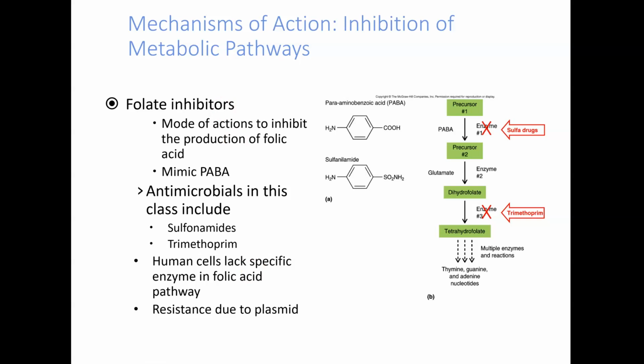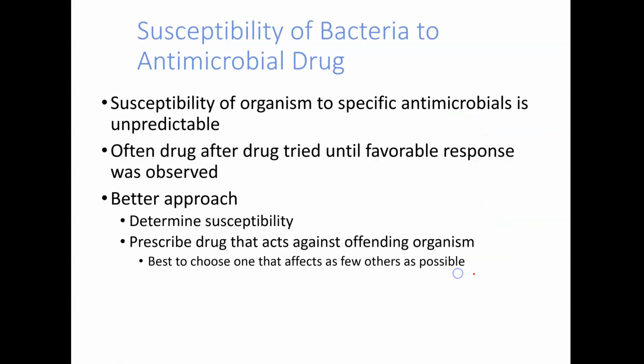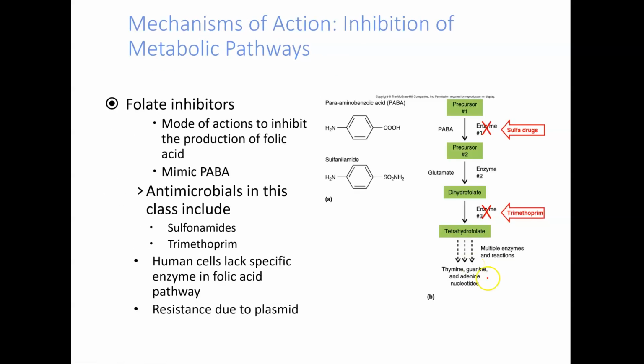Okay. All right, so let's describe our last mechanism of action, and that is a class of drugs that are folate inhibitors. So in order to understand why this drug is important, we have to understand what folate is, or folic acid. So folic acid is an important precursor that's involved in the synthesis of nucleic acids. If you look here, thymine, guanine, adenine. These are nucleotides. Remember that it's the T and G and A of the nucleotides. And in order to synthesize these nucleotides, we need folic acid.